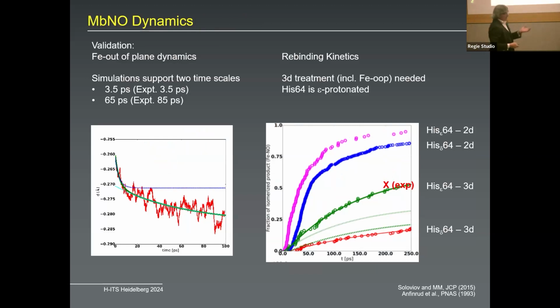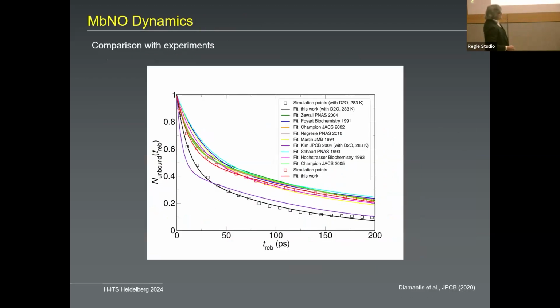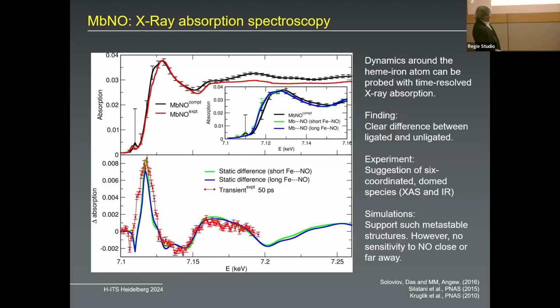It's rather nicely consistent. When we do this now explicitly with experiments, all the colored traces are from experiments. The upper traces are in water, the lower traces in heavy water. And you see that the simulations, which are the open symbols, are really nicely consistent as a function of time. So we can follow the kinetics of ligand rebinding from a microscopic model in reactions.